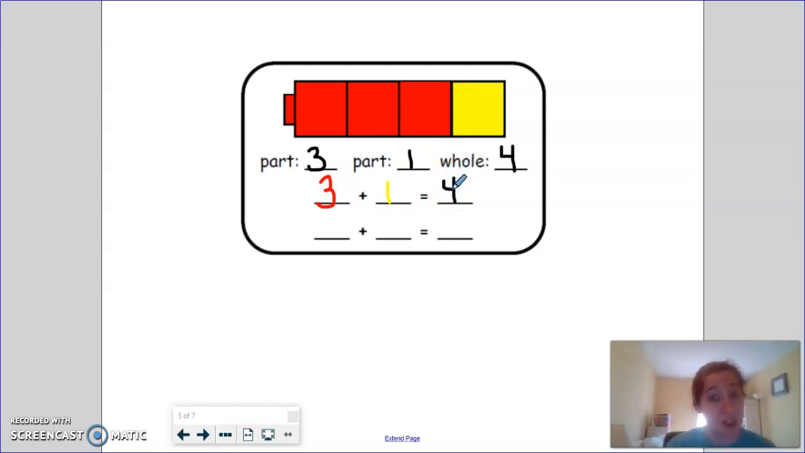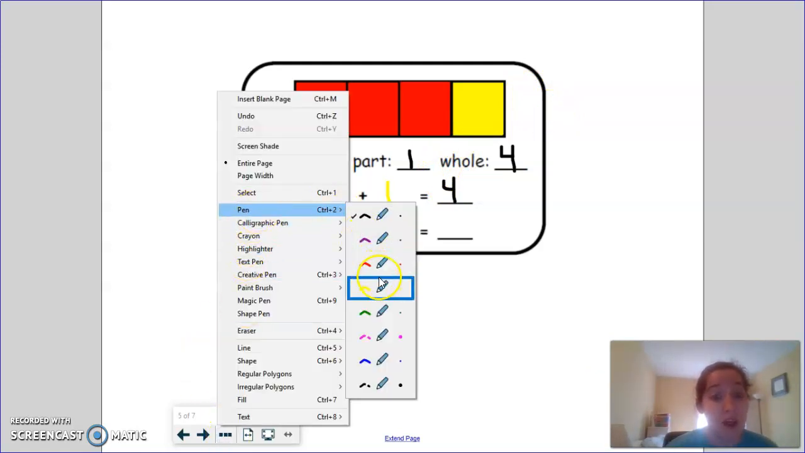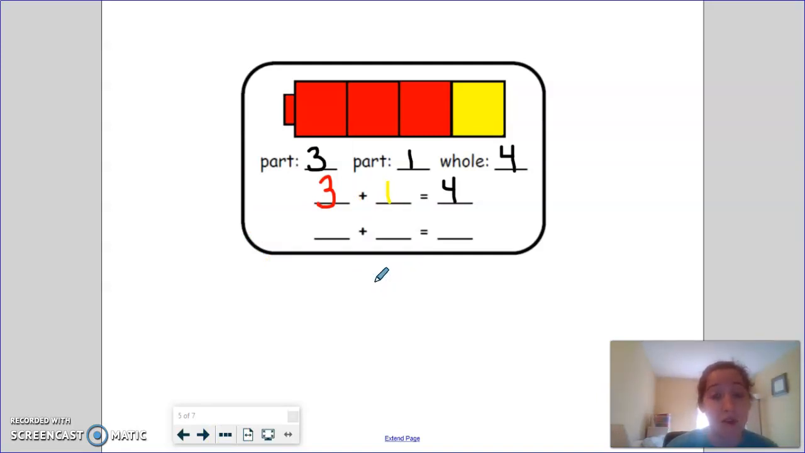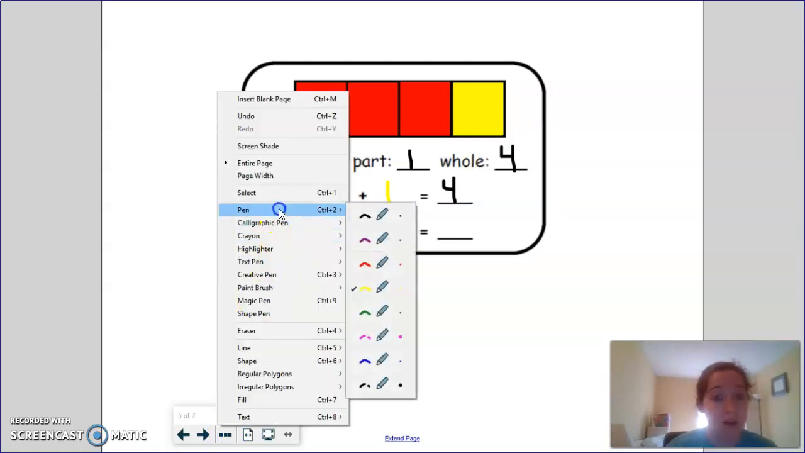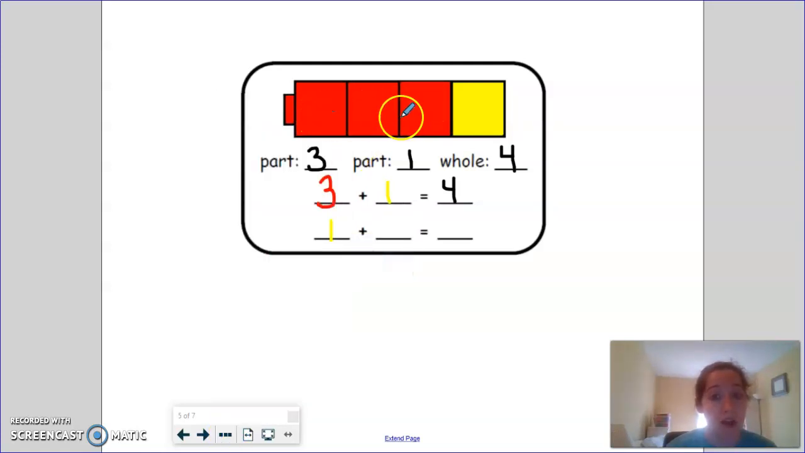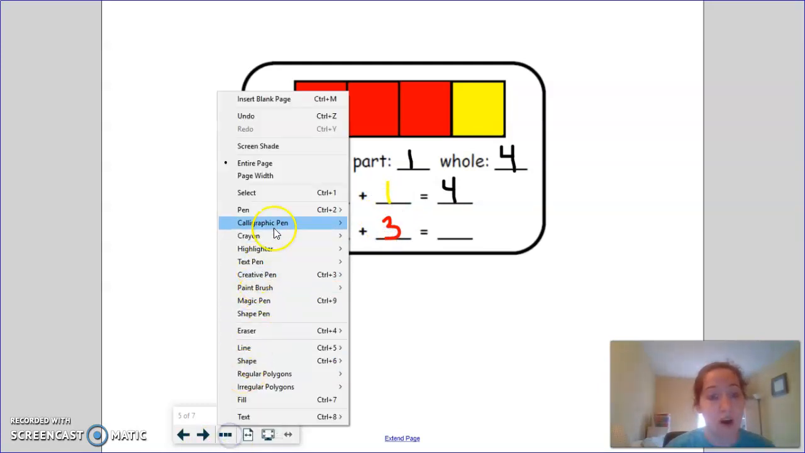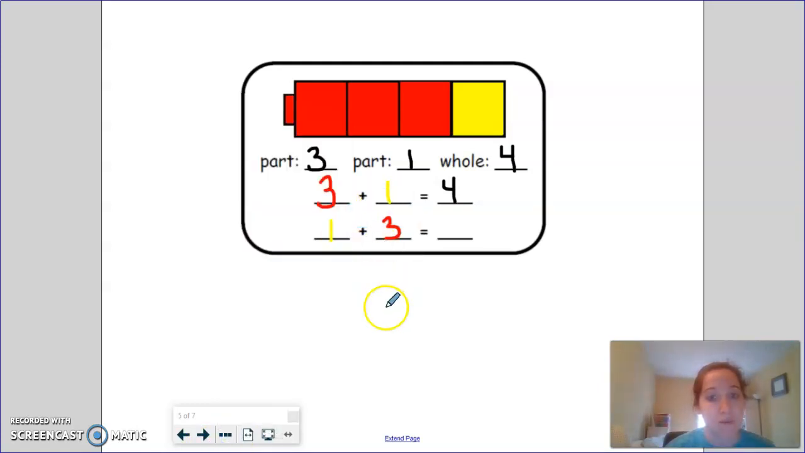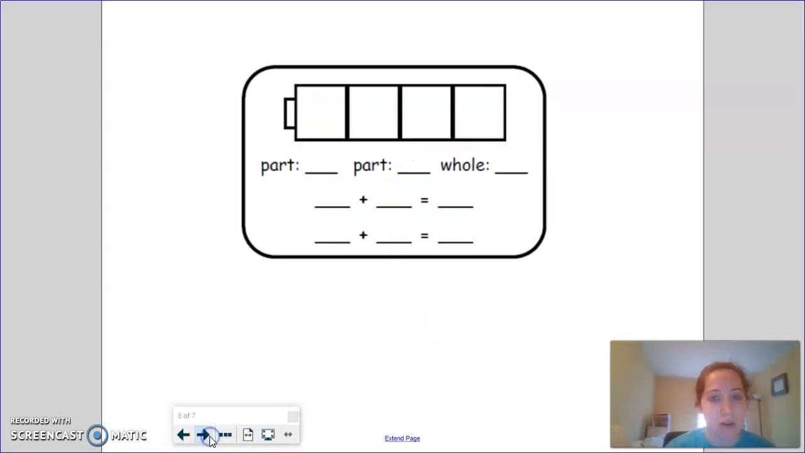All right, now we're going to switch it around. We're going to start at this side. So part 1 would now be the yellow cubes. How many yellow cubes do you see? 1, so we write that down. Then we go to our red cubes. How many red cubes are there? There are 3. So how many cubes are there all together? There are still 1, 2, 3, 4, even when we start on the other side. Good job, boys and girls.